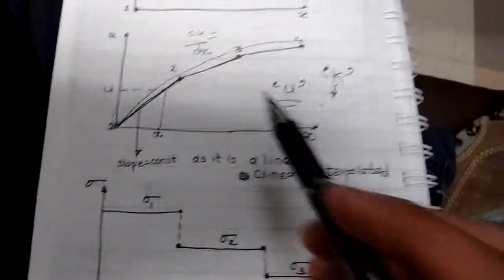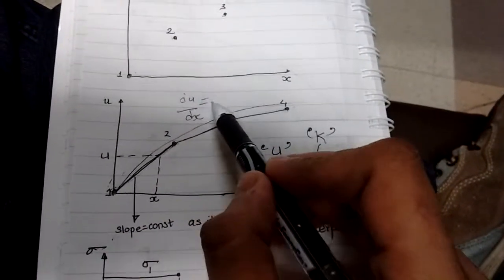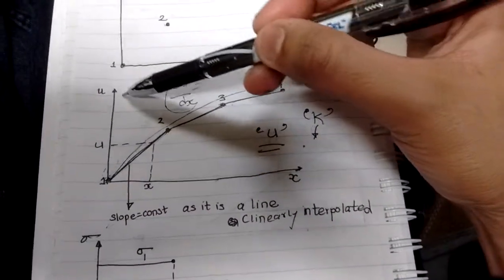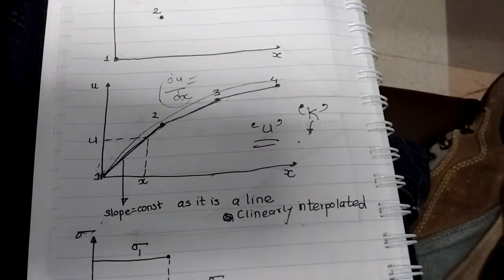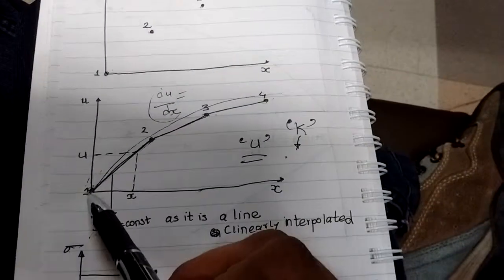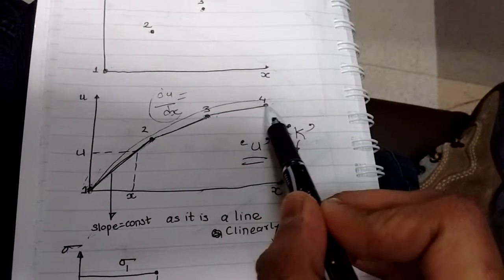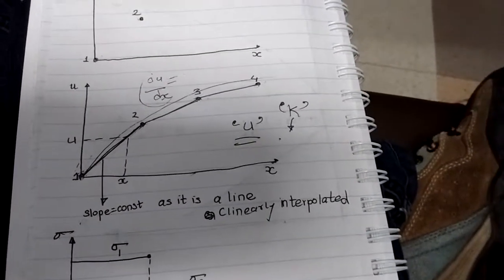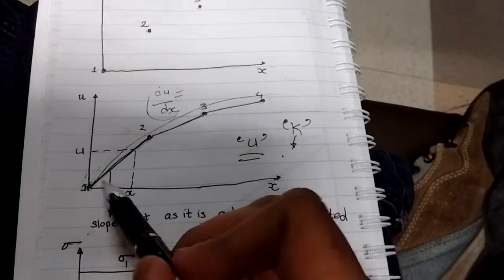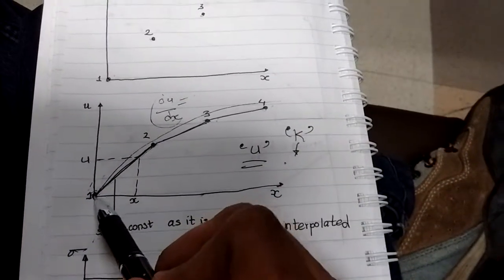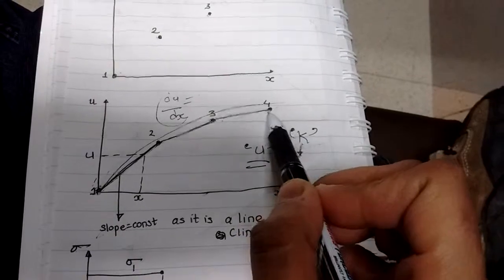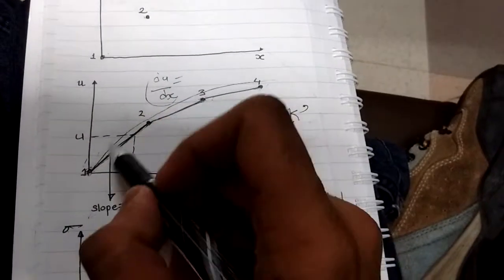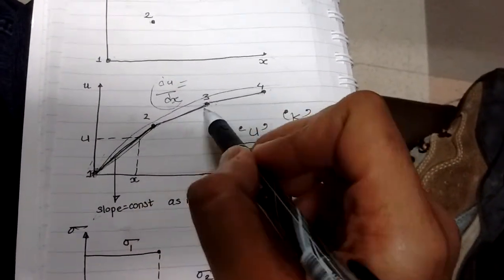So in the earlier video we saw that stress is du by dx. For the exact solution we saw the stress would vary linearly, but here we can see the problem in FEM. What FEM will do is find the values at the nodes and join the in-between values by straight lines. So if stress is du by dx, then the stress will be the slope of this graph. If FEM is joining the in-between values with straight lines, then as we know, the slope of a line is constant, so there will be a first slope, second slope and third slope.